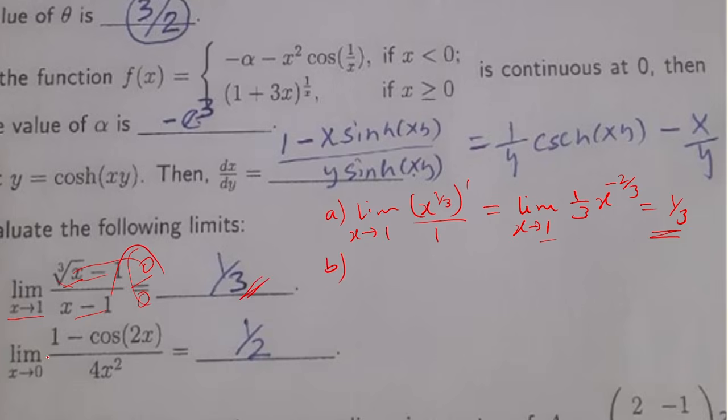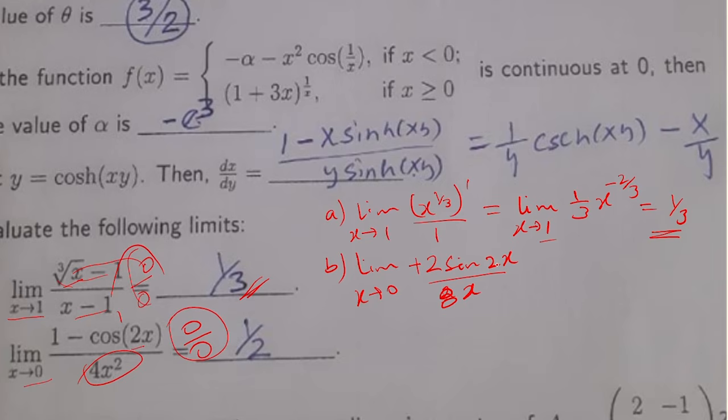B: limit of 1 minus cos 2x over 4x squared as x approaches 0. What's cos 0? Cos 0 is 1. 1 minus 1 is 0, over the limit of 4x squared as x approaches 0, which is 0. Indeterminate form, 0 over 0. So the limit means limit of the derivative of the numerator, minus cos 2x gives 2 sin 2x, over the derivative of 4x squared, 2 times 4, that's 8x, as x approaches 0.